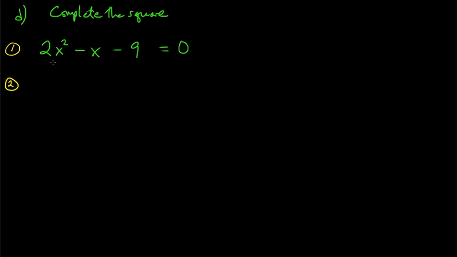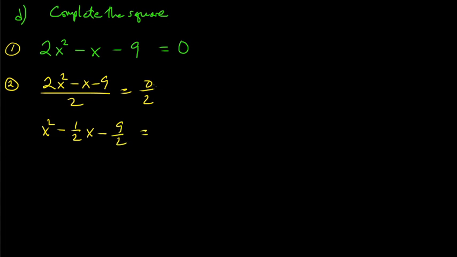Step 2 is to divide both sides by a. Now here, a is 2. So here, we have to divide everything by 2. Okay, so you're going to get x squared minus 1/2 x minus 9 over 2 equals 0 divided by 2 is still 0. Right? But you can see what's going to make this pretty awful is the fact that these are now fractions.